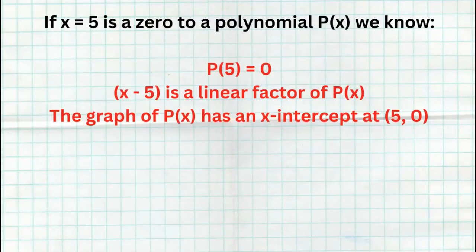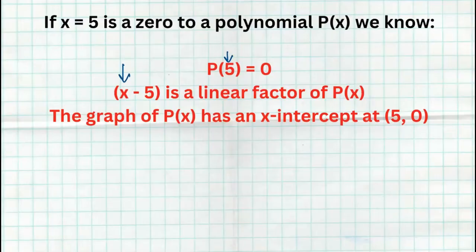So let's look at a couple examples here. If 5 is a zero to a polynomial P of x, here's what we know. When we plug 5 into the function, we're going to get 0. We know that x minus 5 is a linear factor of P of x. I want to make sure it's very clear: why is x minus 5 a linear factor? Because if we plug in 5, 5 minus 5 is, you guessed it, 0.